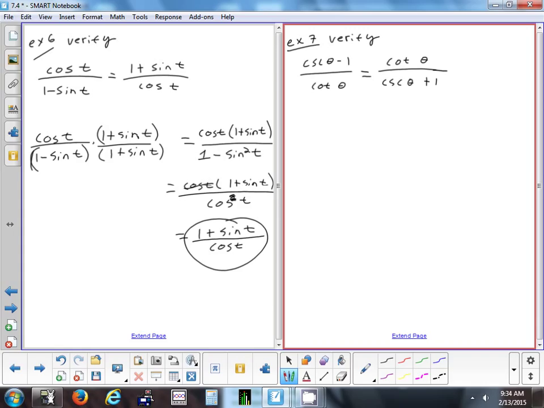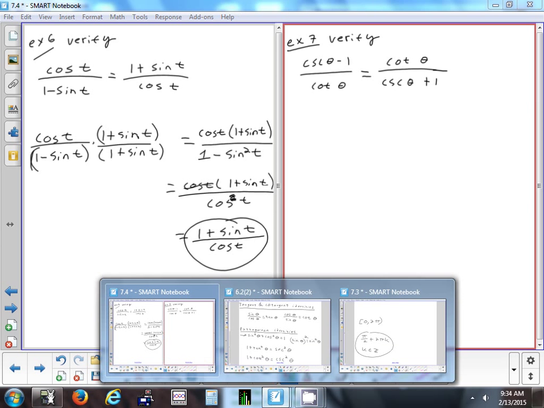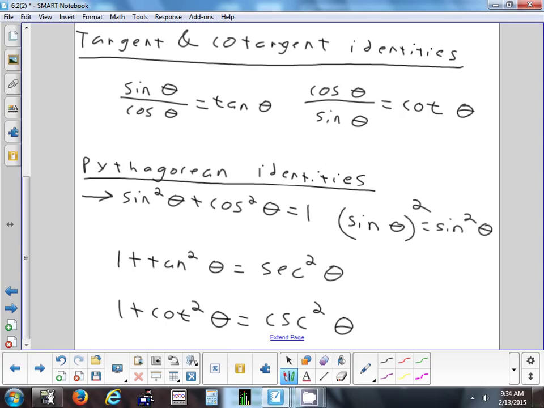You're going to pick one side, whichever one you want, and multiply top and bottom by the conjugate of whichever side you pick. So if you start with the left, you're going to multiply top and bottom by cosecant plus 1. And then you're going to get a Pythagorean identity. In this case, you're going to get the one that has the cosecant squared and the 1 in it.